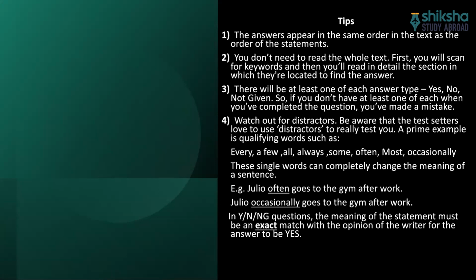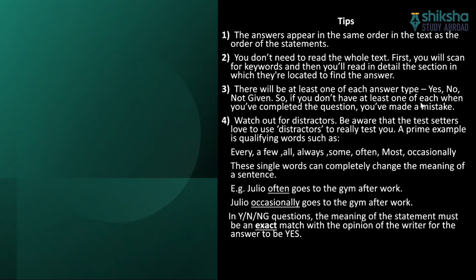So there will be no up and down in the answers. It will go gradually from first passage to the last one. Okay, this is what means for chronological order. Second tip is you don't need to read the bold text. First, you will scan for keywords and then you'll read in detail the section in which they are located to find the answer. There will be at least one of each answer type, that is yes, no, and not given.